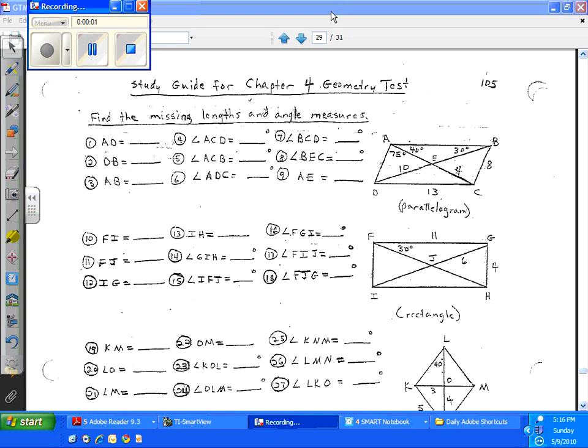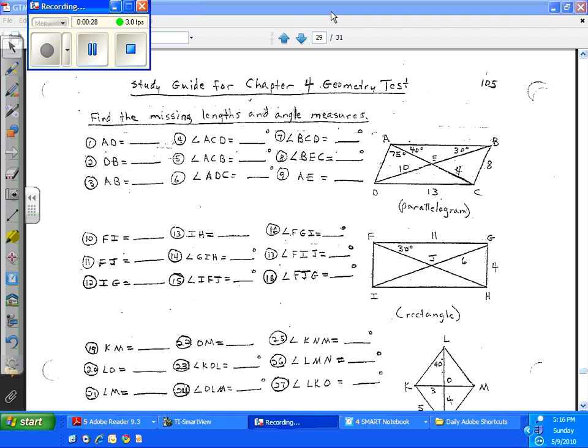Going over the study guide for Chapter 4 for the geometry test. Again, what we're going to do is fill in the entire picture, and after we've filled in the entire picture, we'll answer the questions. The first picture is a parallelogram. I call it a whampa-jawed rectangle. Anyway, it's of the form of a rectangle that's been knocked over kind of sideways or crooked.